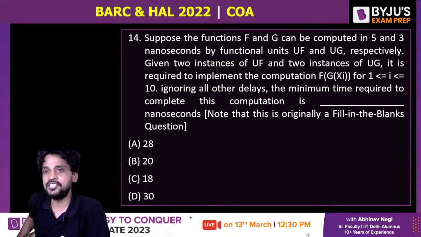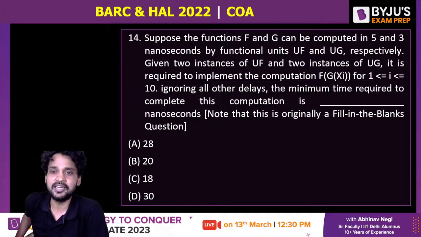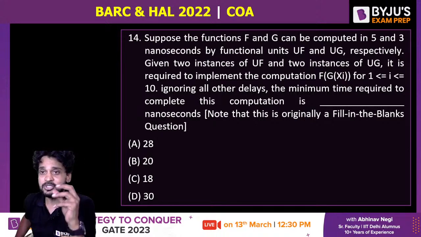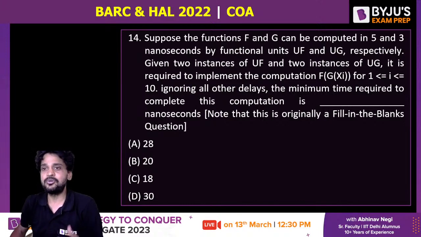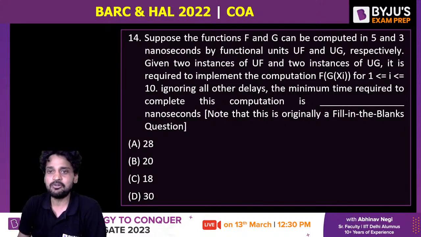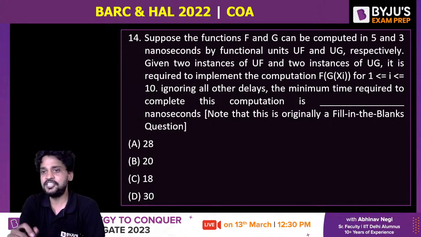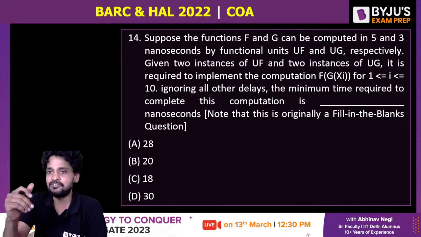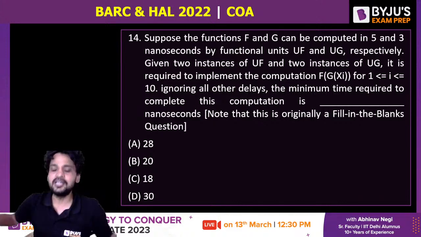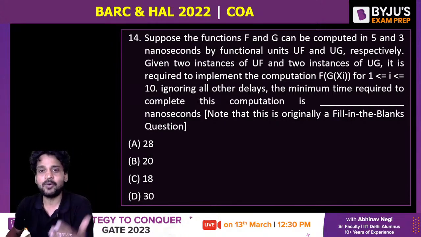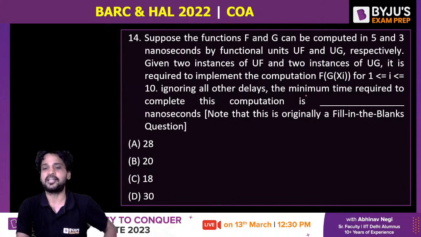Suppose the functions f and g can be computed in 5 and 3 nanoseconds by functional units uf and ug respectively. Given 2 instances of uf and 2 instances of ug, it is required to implement a computation f of g of xi for 1 less than or equal to i less than or equal to 10. Ignoring all the other delays, what is the minimum time required to complete this computation?